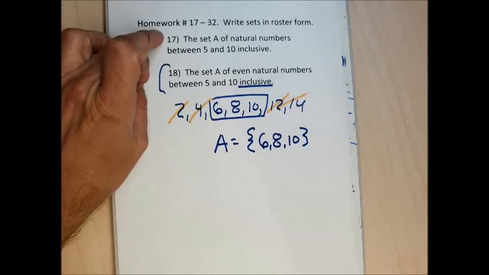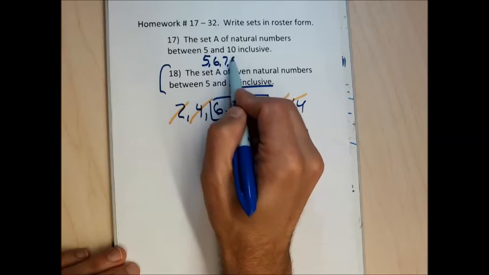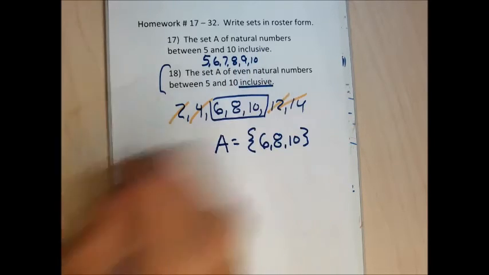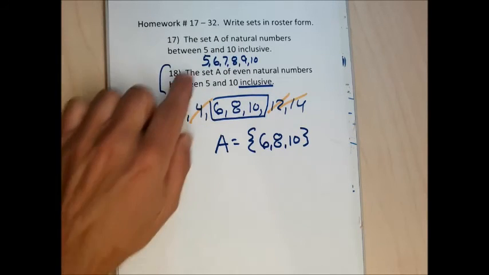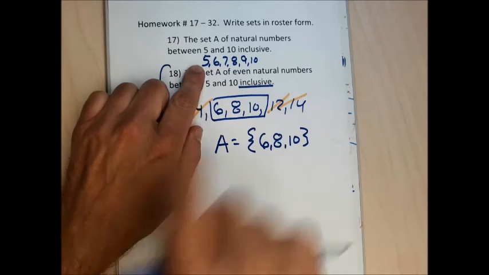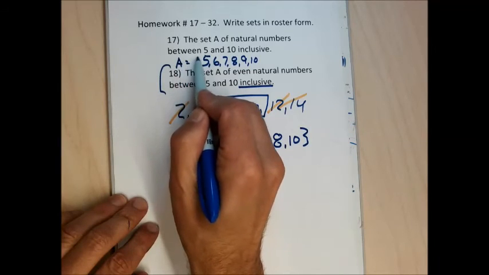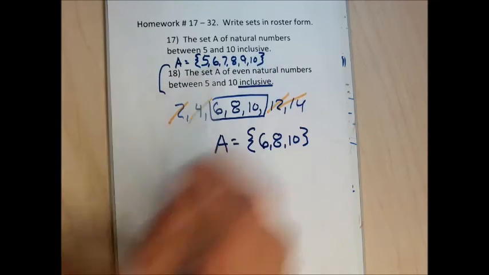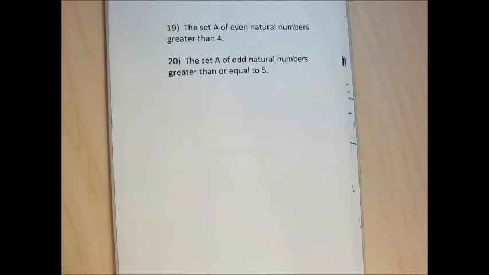Your set is only looking for natural numbers between 5 and 10 inclusive. So when you're going down to list your possible elements of A, I'm only considering natural numbers, but I'm excluding every natural number because it doesn't say anything about odd or even. I think your set A is going to have all of those numbers. The word inclusive means you include the 5 and the 10. And your answer to 17 might be A equals the set 5, 6, 7, 8, 9, and 10.